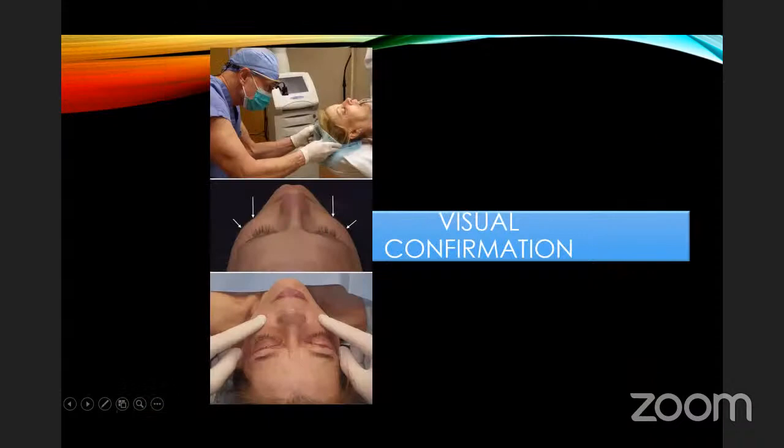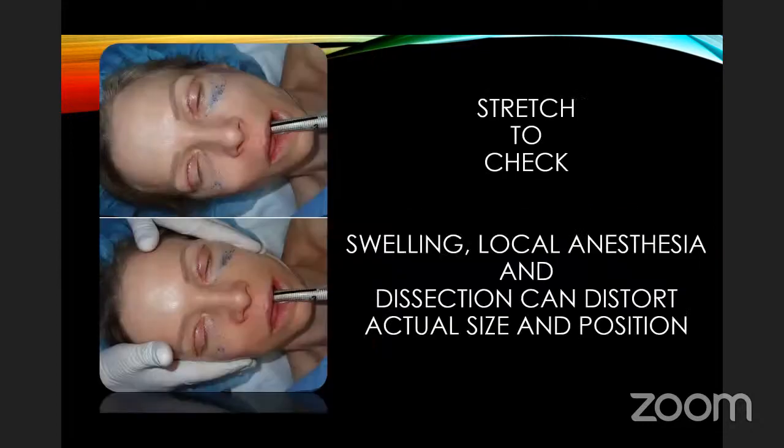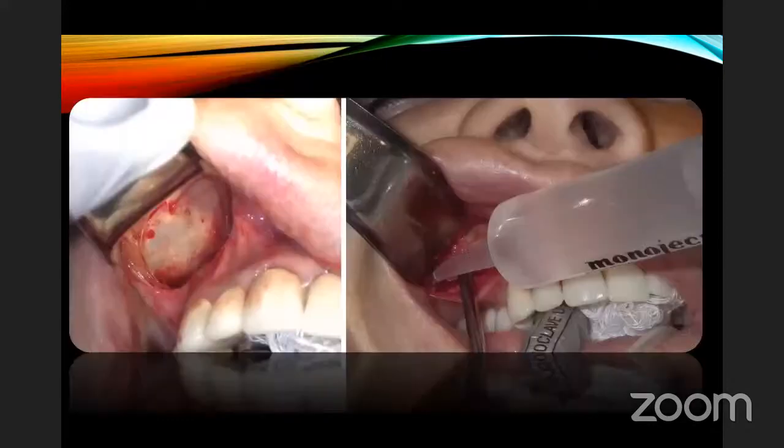Once I put the implants in, I stand behind the patient and try and see if everything is symmetric. Also, I will take my hands and stretch the cheeks, which gives you a better view of what the implants look like, because when the cheeks are relaxed, because of the edema and the local anesthesia, it's kind of hard to tell.